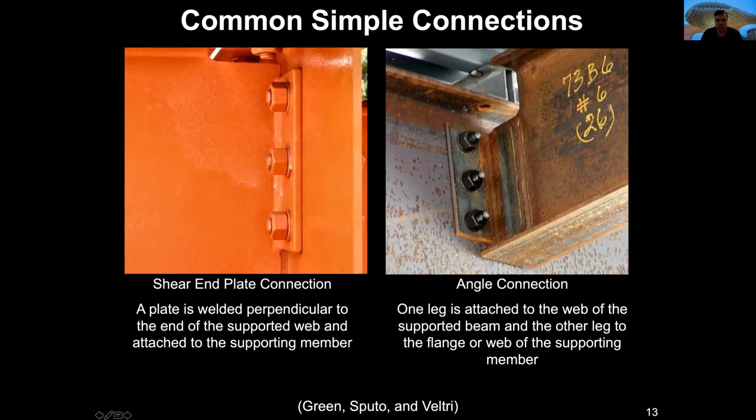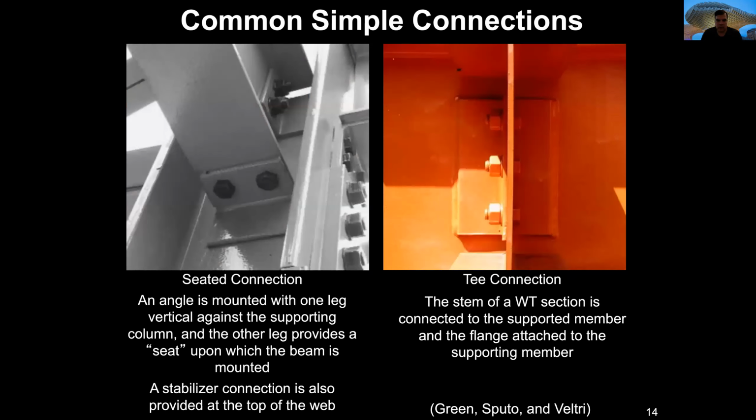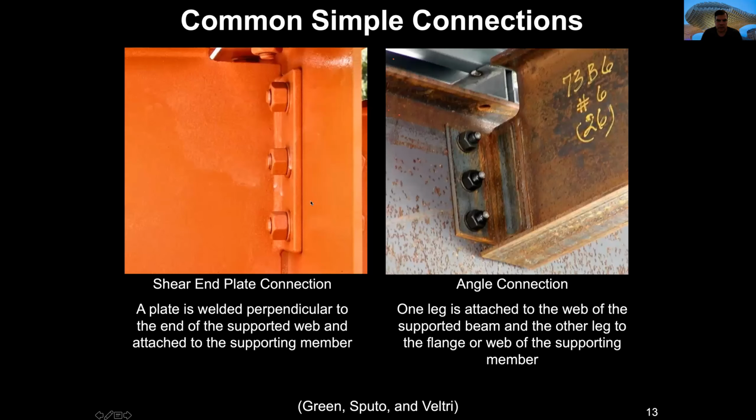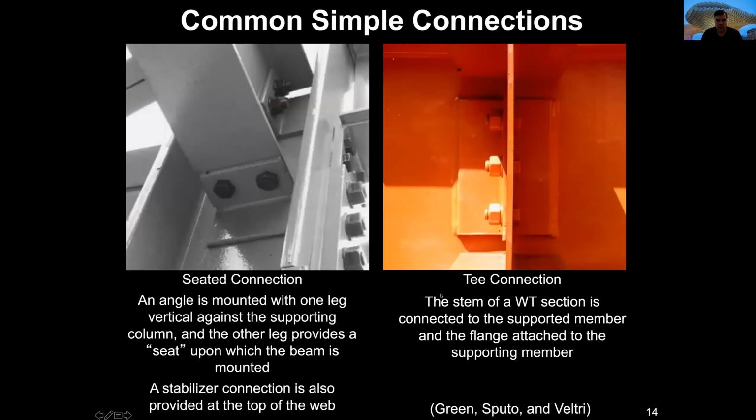Well, we can have here more examples of simple connections between elements. This is a shear plate connection. Sorry, let me go back. This is what is called a shear end plate connection because there is a shear at the end. This is an angle connection that I wanted to look at before. This is a seat connection, but it's an angle that is mounted on one side with one leg vertical against the column. There is a stabilizer at the top that we can look at here. This is a T connection.